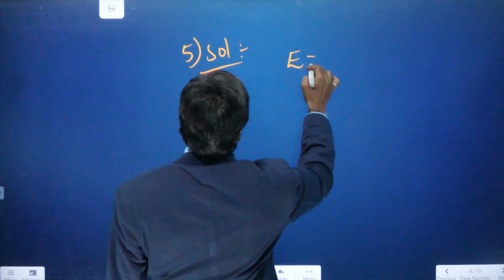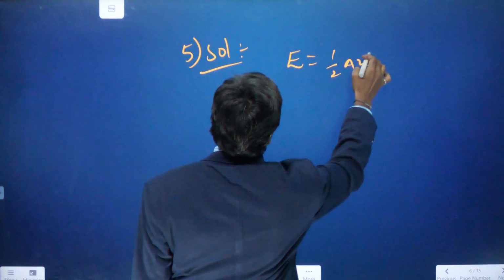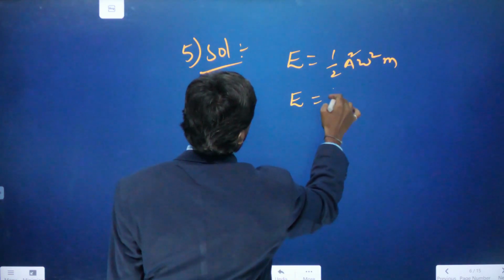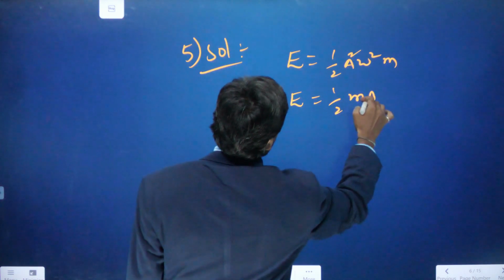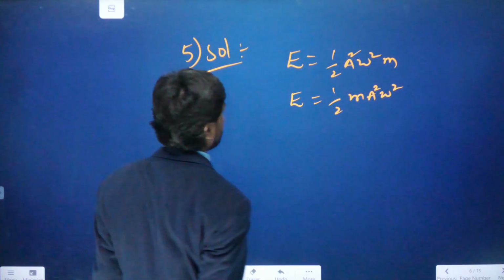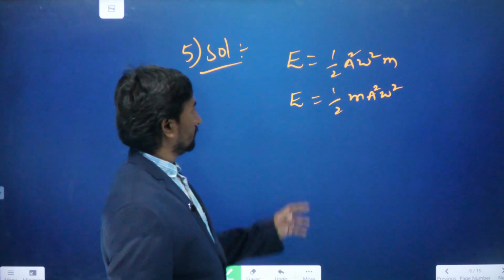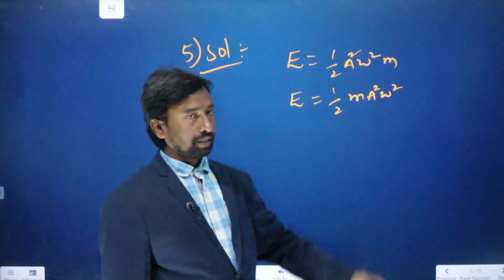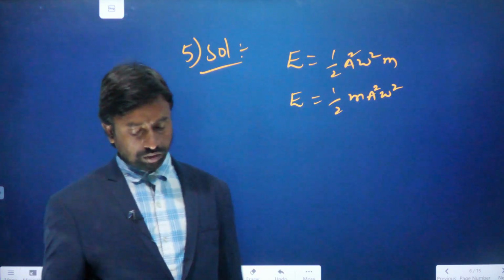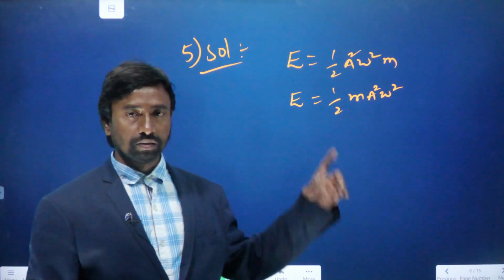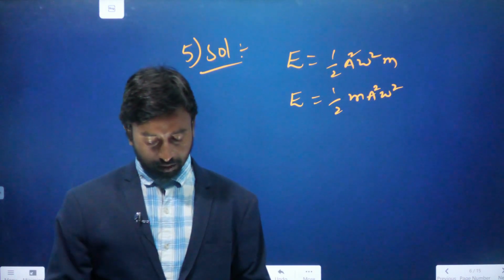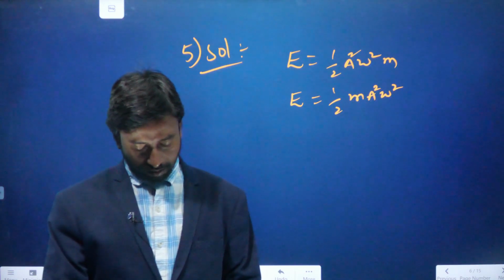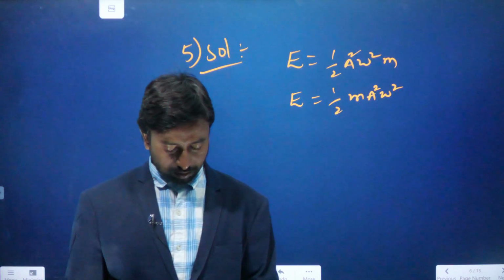That is, total energy E is equal to half into M into A square omega square. So the amplitudes are given there, A1 and A2, and omega 1, omega 2, meaning f1 square by f2 square. 1:2 is given there and here also the square is there, so it will become 2:1. We will get that as the answer. Based on this formula only, all the problems are there, you can try them.